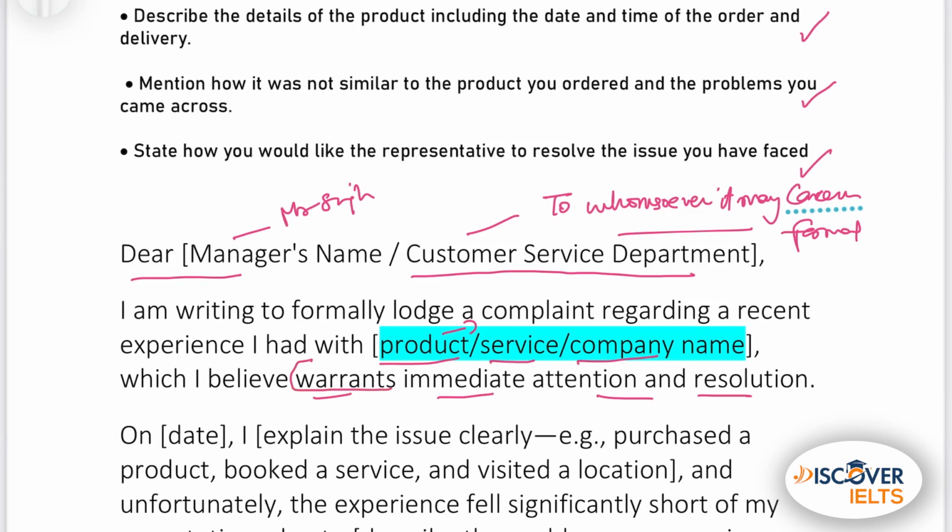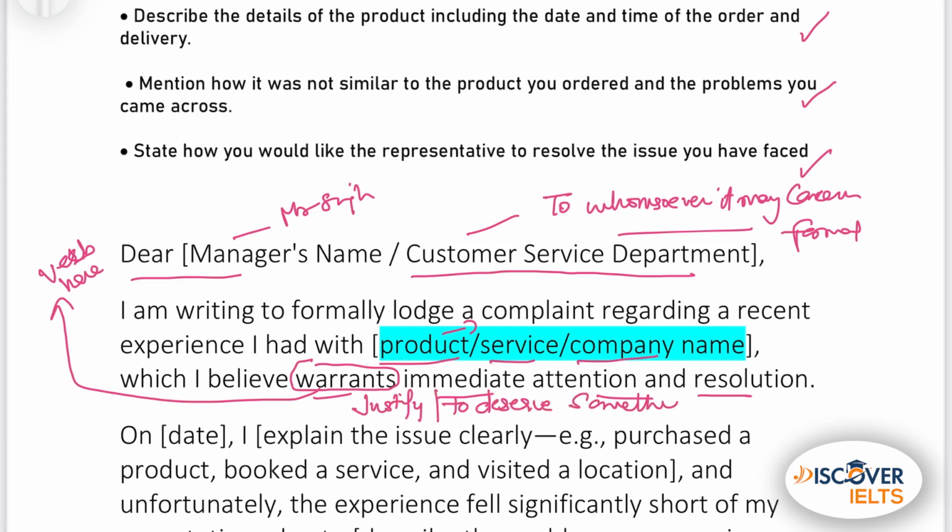So I think this word is a little bit awkward over here. So let's clear the concept of this word in this sentence. Basically, this word is a verb here. Yes, this word is a verb here which means to justify or to deserve something. So please don't forget, warrants is a verb over here. That means justify, to deserve something. So now this sentence clearly states your purpose and sets a formal tone.